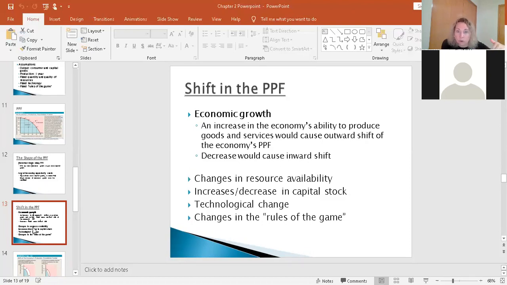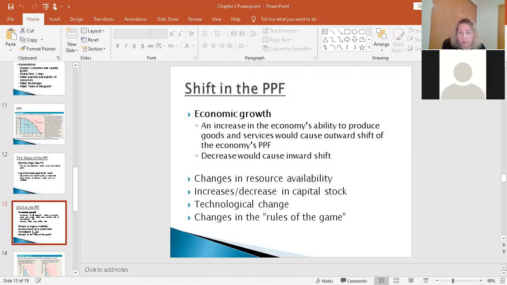Might we see a decrease in the PPF? Absolutely. For a couple of different reasons we might see that. We typically don't see it here in the US, but mostly countries do see a decrease in their PPF for a variety of reasons, and we're going to talk about those reasons. So here are the 4 reasons we typically see the PPF shift in either direction.